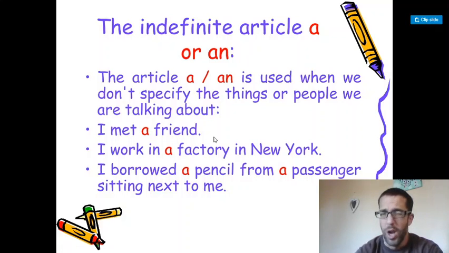Again, we don't know what. It's not a specific kind of pencil, and we don't specify exactly who this passenger is, whether it's male, female, whether we know them or we don't know them. It's just a pencil and a passenger. So that's what I mean by when we write in sentences and we don't specify exactly who or what the things or the people are that we're talking about.